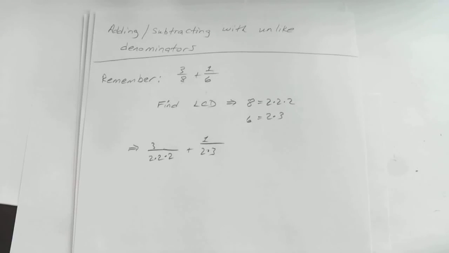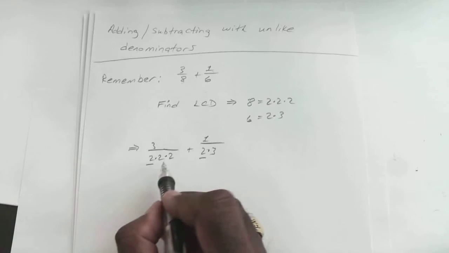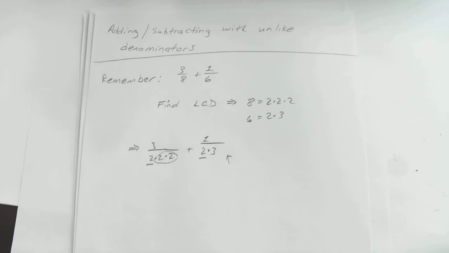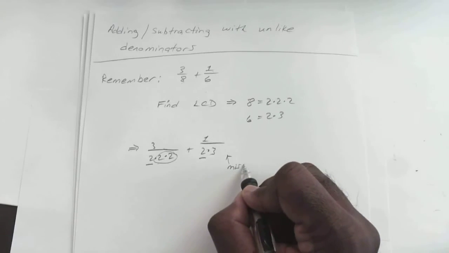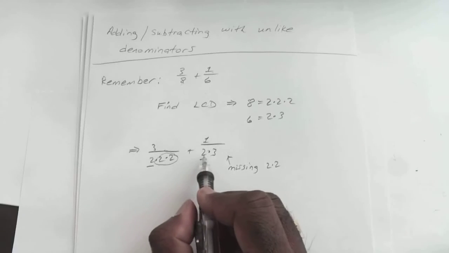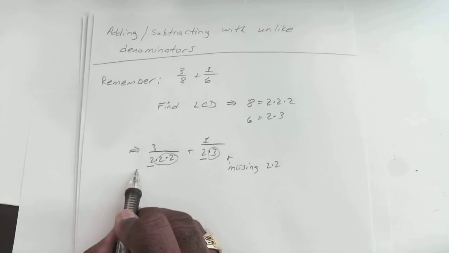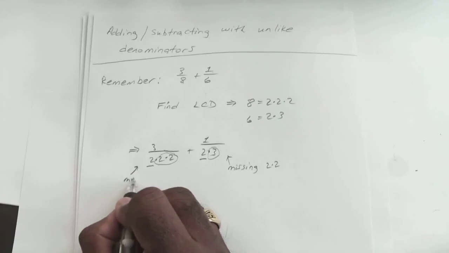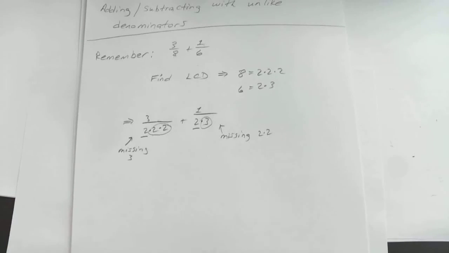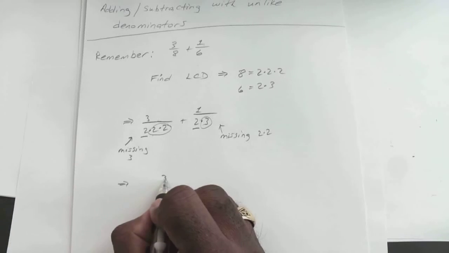Okay. So now we have to make both of these denominators equal. So you have a 2 over here and a 2 over here. The only thing is, now you have 2 2's over here, but you don't have 2 extra 2's over here. So you're missing a 2 times 2, or you can just put 4. Okay. So here you have a 3 over here, but you don't have a 3 over here. So this side you're actually missing a 3.